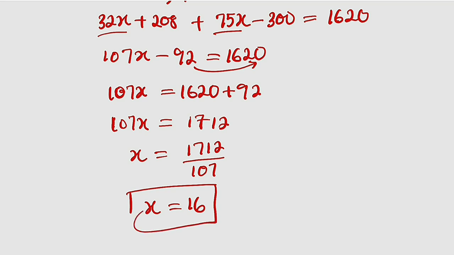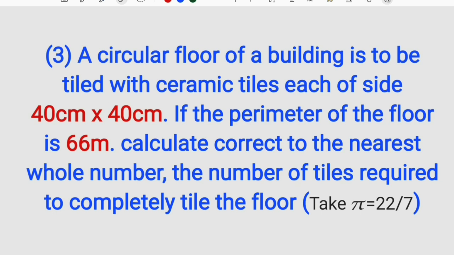Now let us move on to question number 3. Here is our question number 3, which reads, a circular floor of a building is to be tiled with ceramic tiles, each of sides 40 centimeter by 40 centimeter. If the perimeter of the floor is 66 meter, we're asked to calculate, correct to the nearest whole number, the number of tiles required to completely tile the floor. We are given pi as 22/7. All right, let's get started.